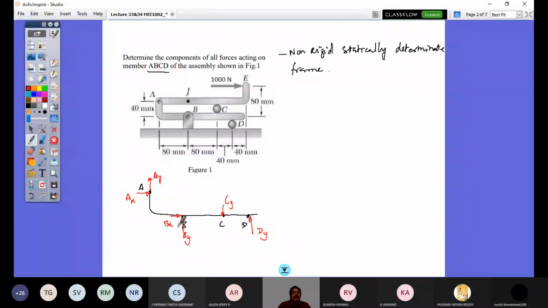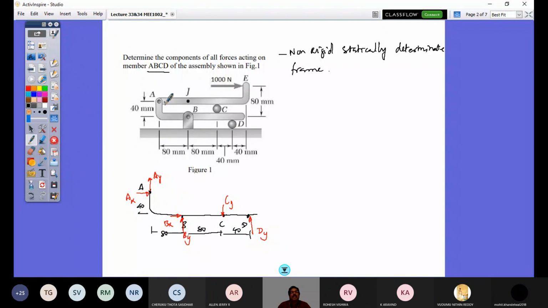And I cannot solve all these 6 unknowns just by using 3 conditions of equilibrium. That is what is known, right? So this height is 40 mm here. This distance is 80, and this distance from here to C is 80. And this remaining one is 40. So this 1000 Newton will not come in this, because that is acting on the link ACE. So this 1000 Newton will not come here.